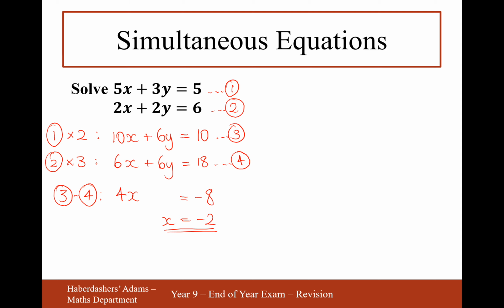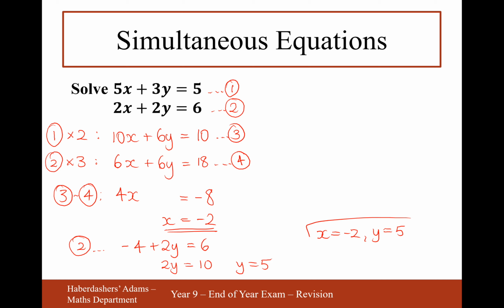Once I've worked out that x equals minus 2, I'll put it into one of the equations. I'll choose equation 2 for this one. So it's going to be 2 times x is minus 2, so that'll be minus 4, add 2y equals 6. Add the 4 onto the other side, because at the moment it's negative, so add it onto the other side, you get 10, so then y equals 5. So the answer to this equation is x equals minus 2, y equals 5. And there we are, that's the answer to this question.